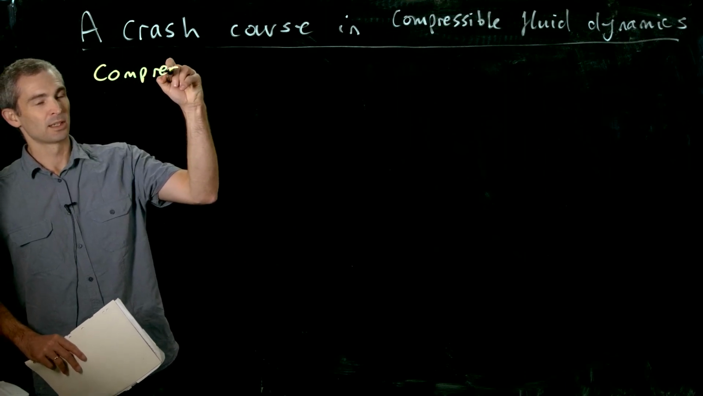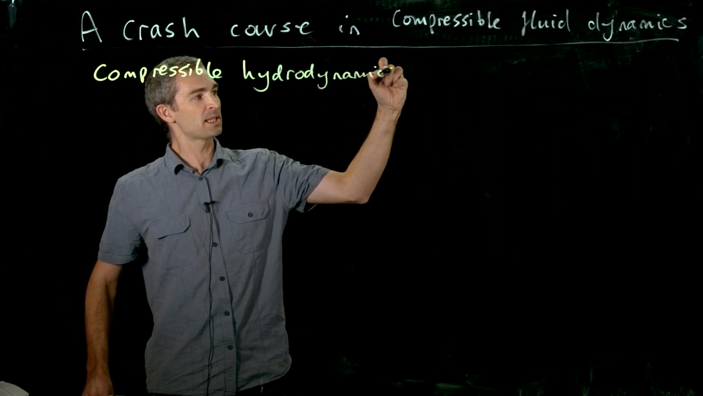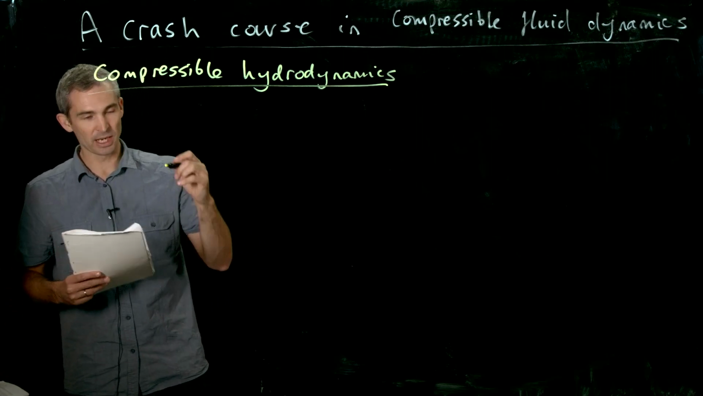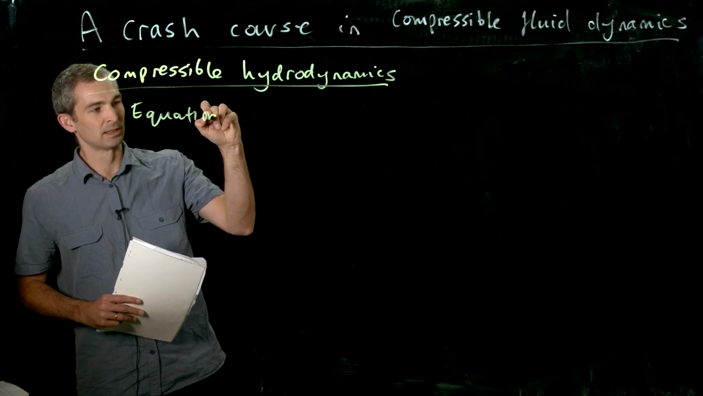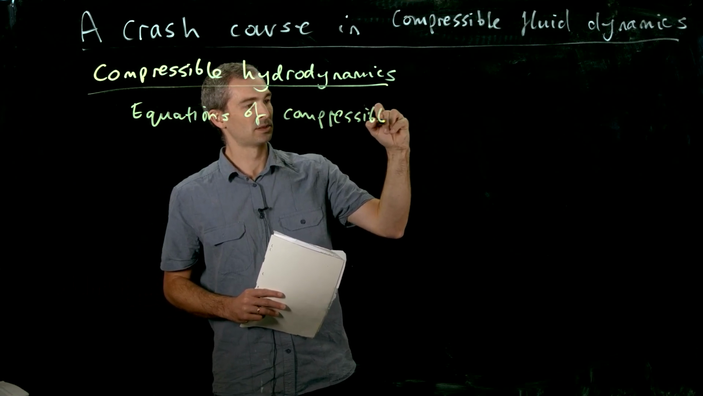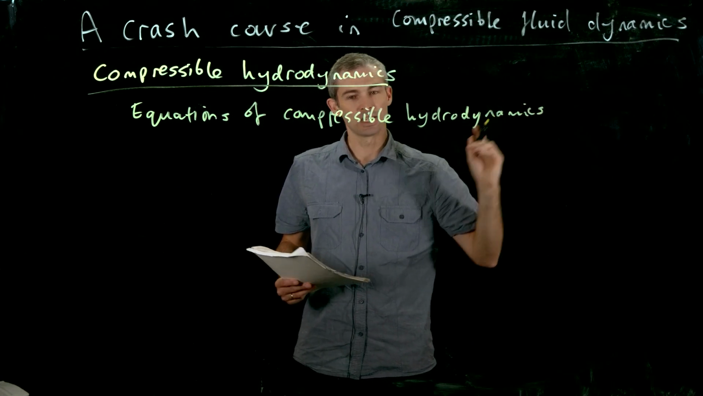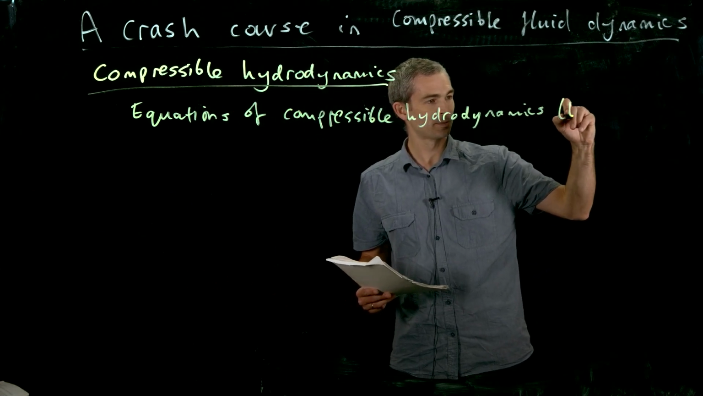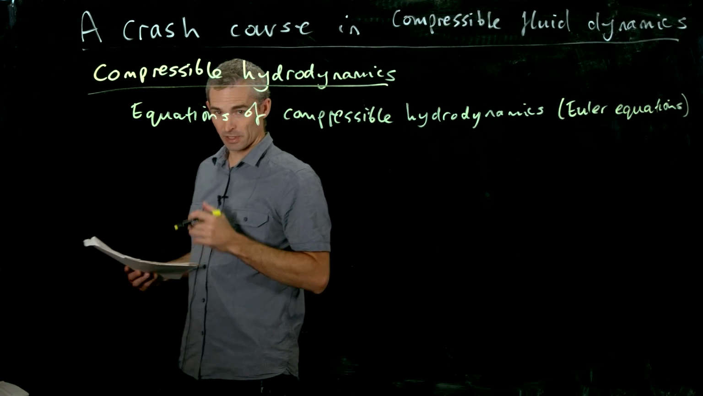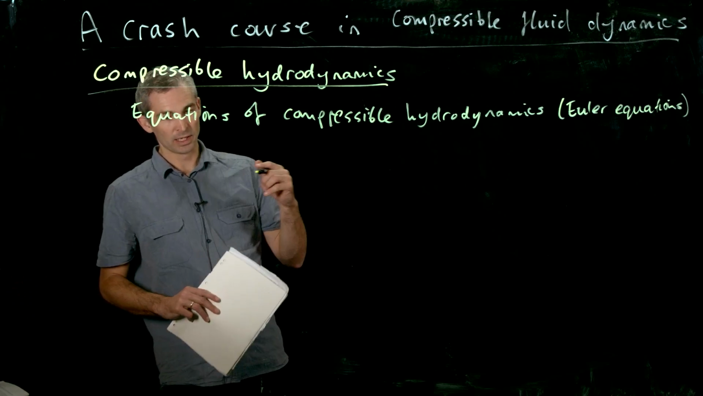So what do we mean by compressible hydrodynamics? Well, by hydrodynamics, we mean a particular set of partial differential equations. So the equations of compressible hydrodynamics. And these are the inviscid equations. They're also called the Euler equations. So if you had viscosity, these would be called the Navier-Stokes equations. But Navier-Stokes equations are usually used in incompressible flow. And we're going to deal in astrophysical fluid dynamics entirely with compressible flow.